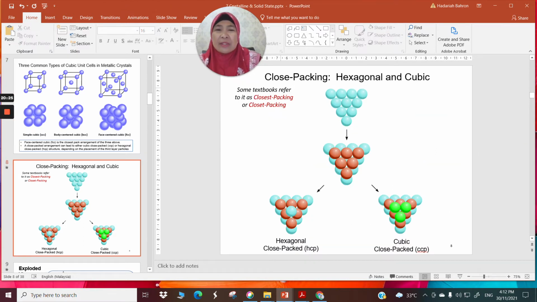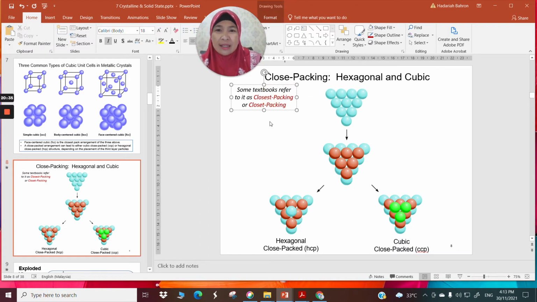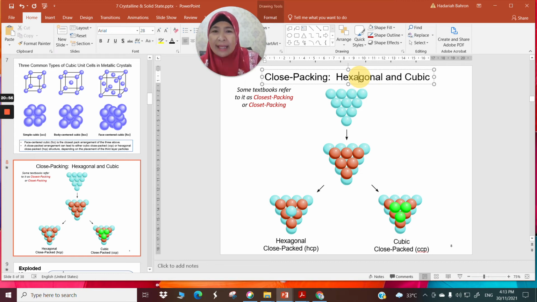Now, some textbooks, even the notes that you download from Dr. Amalina, will refer to it as either closest packing or closet packing. I prefer to call it close packing. Close packing maksudnya rapat. Dia pack rapat-rapat, padat-padat, ya. Close packing. So if you pack your particles close together, you can either have hexagonal arrangement or cubic arrangement. How is that possible?